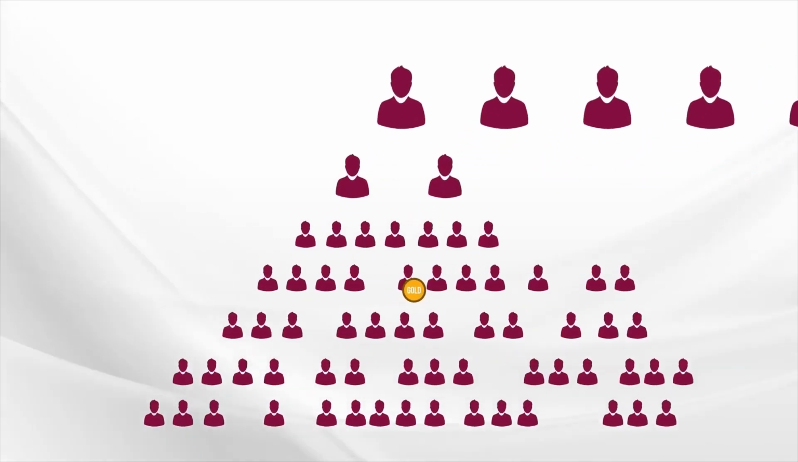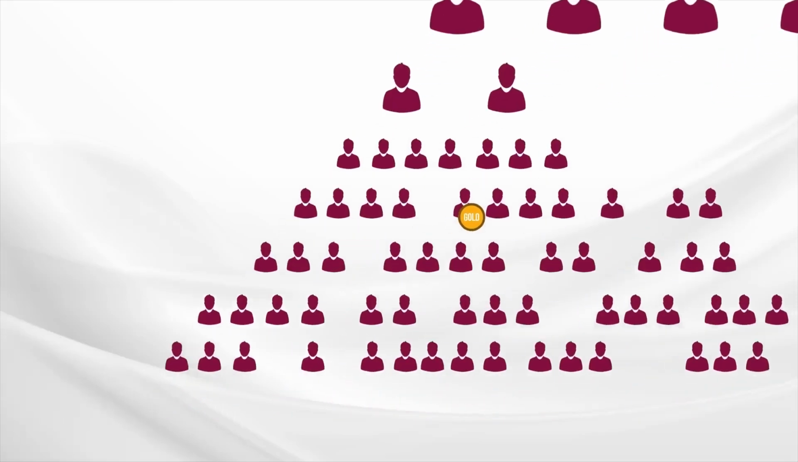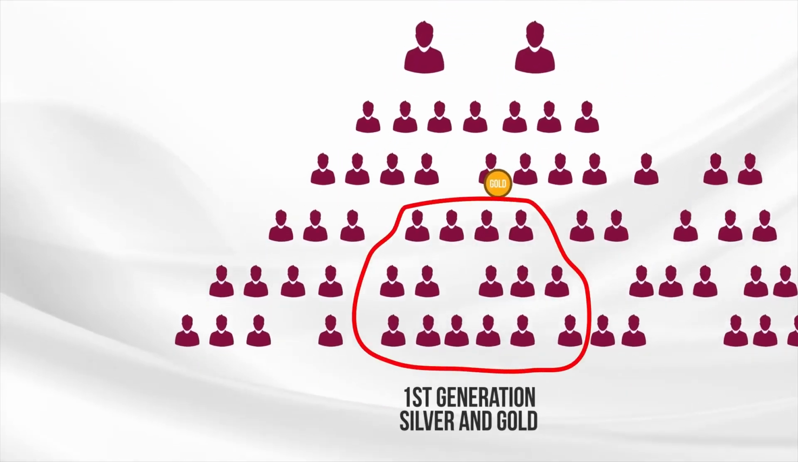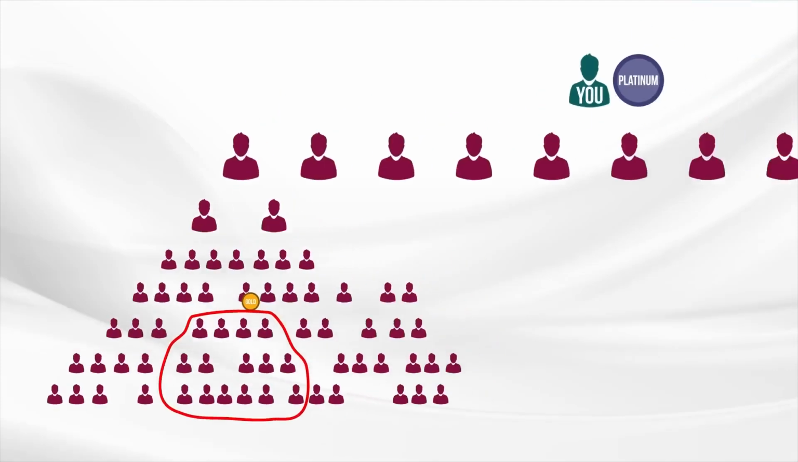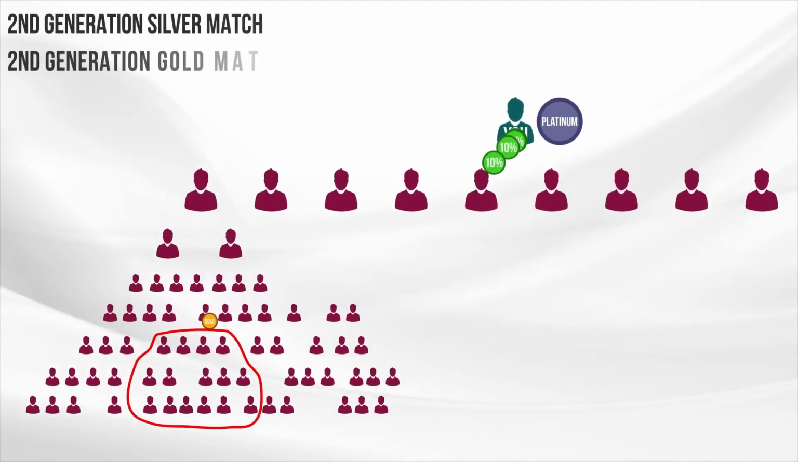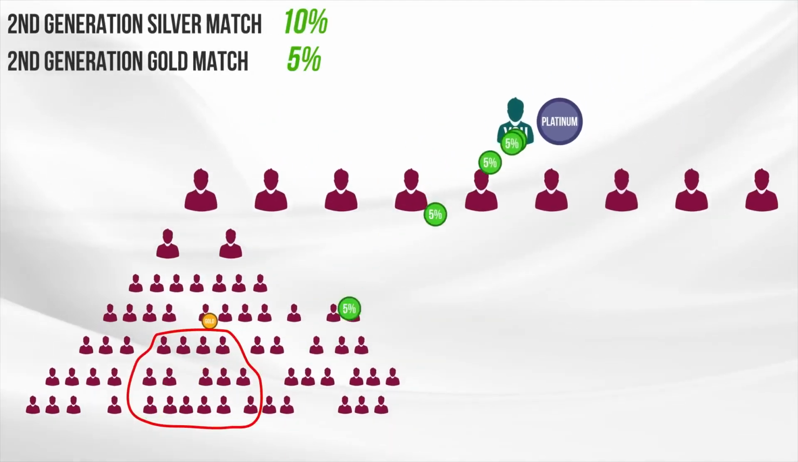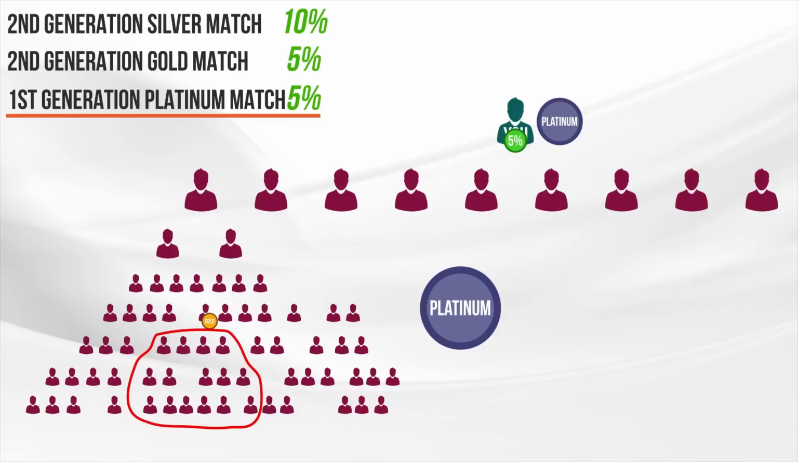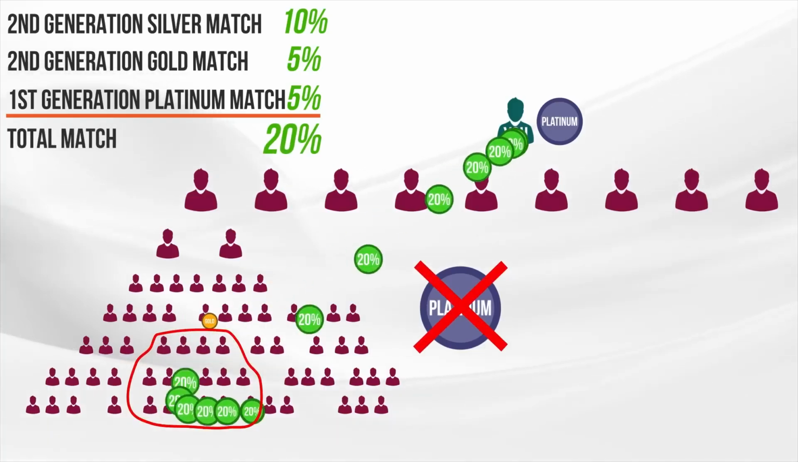Now, since a gold affiliate also qualifies for silver generations of matches, all of the volume under this gold affiliate is their first generation of silver and gold volume, which makes it your second generation silver and gold volume, but still your first generation platinum volume because there are no platinums between you and all of this volume.